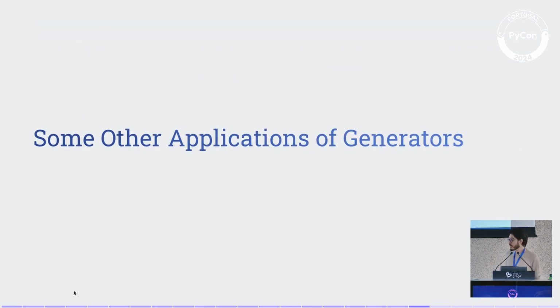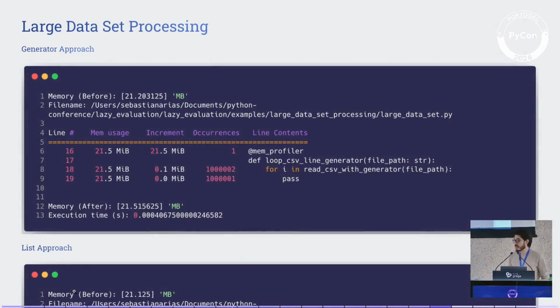Some other applications of generators, in terms of examples that I've come across on a daily basis. One of them is processing large data sets. For example, we have all worked with CSVs, right? We have different numbers of rows and everything. I created a CSV file that has 1 million records. It has a lot of columns, a lot of information here and there.